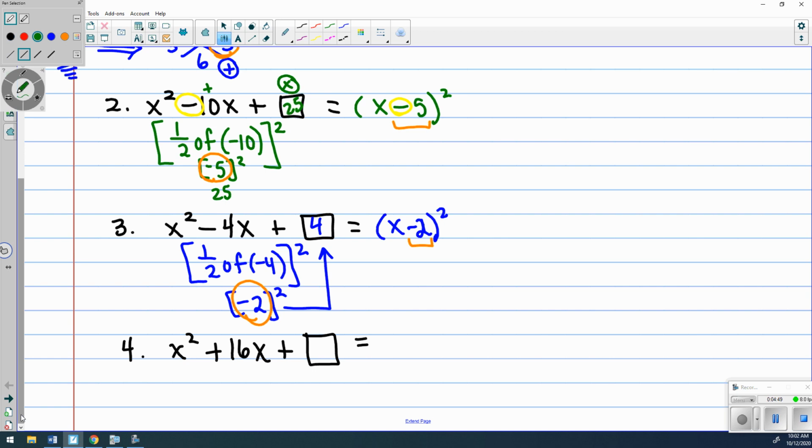What did you fill in the box? Did you plug a 64 in the box? Is your answer x plus 8 quantity squared?